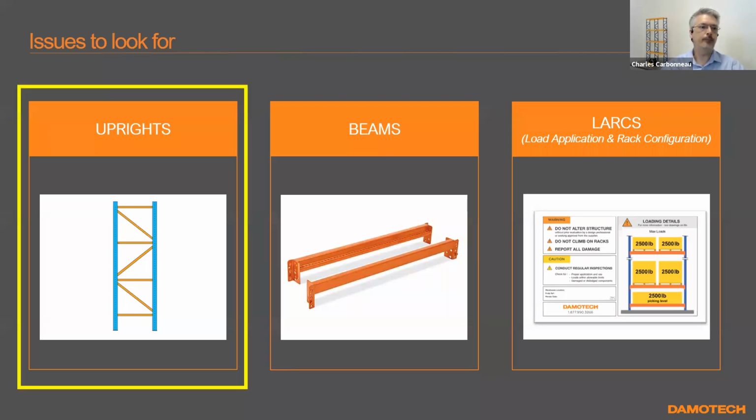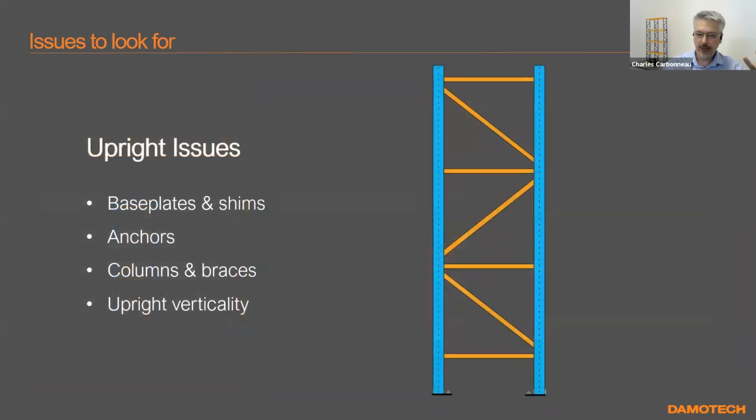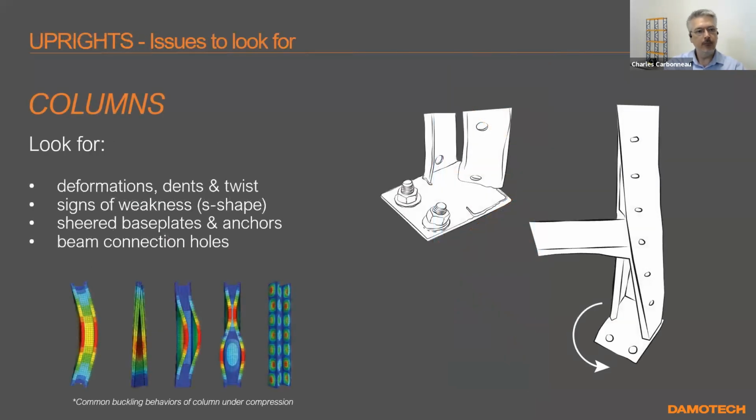Now, when we look at issues on the uprights, when you get in the details, that's where it comes out as being a little bit more complex. So we'll process through these elements here. What's in an upright? You've got the base plates and shims, the anchors, the columns themselves, the blue parts that we see on the screen, the orange braces there, and we have to watch for the upright verticality, just to make sure it's not out of plumb. So what about the columns?